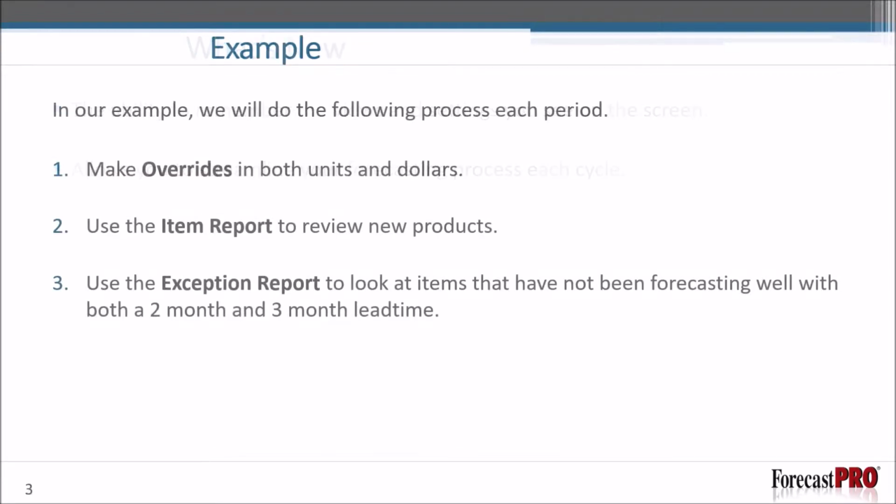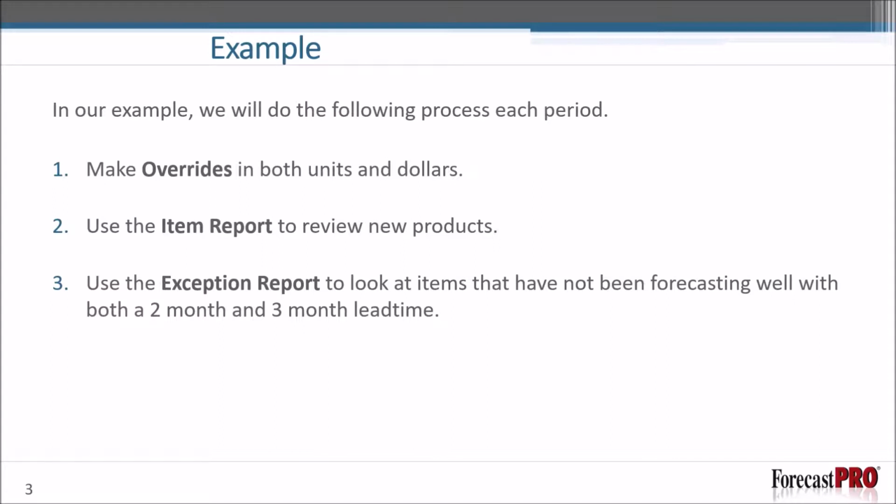What I'm going to do is show you an example of this. So we're going to do 3 distinct steps within our project. First, we're going to load in overrides and dollars and make adjustments in both units and dollars. Once we're done with that, we're then going to use the item report to get a list of new products in our project so that we can apply new product models.